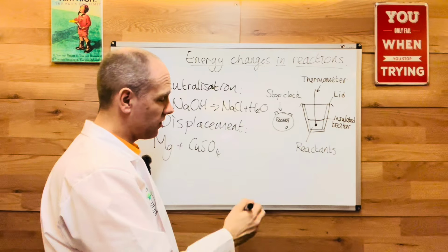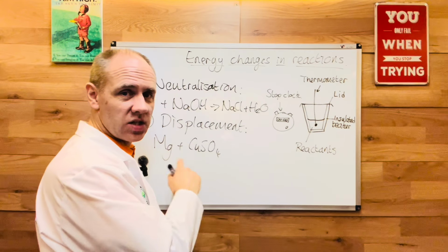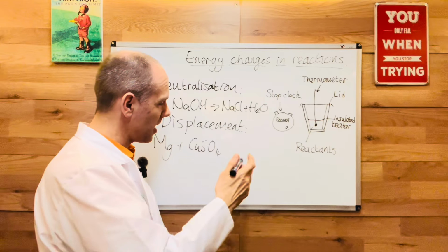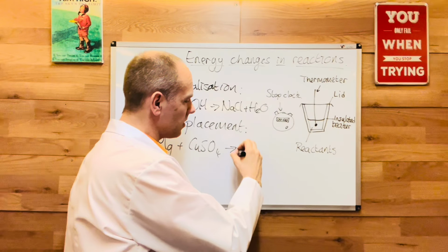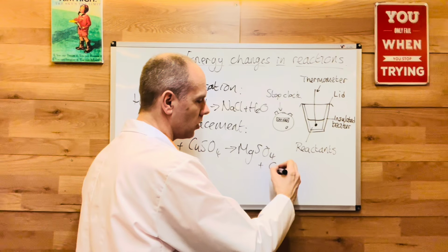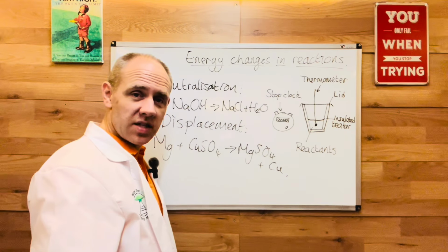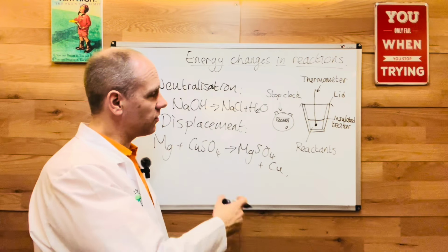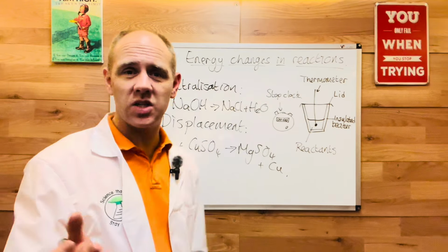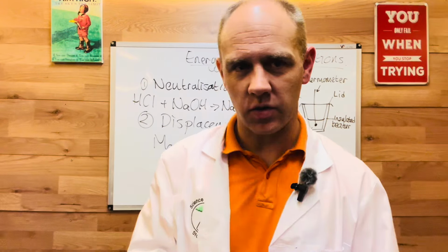You measure the time of that for 1 minute every 10 seconds, and then at 60 seconds, add the magnesium. It might be ribbon, it might be filings, doesn't matter. And as the displacement reaction takes place, you get magnesium sulfate and you get pure copper. Again, the temperature will change. You make a recording of that. And now you can do this actually in the laboratory. And it's not that difficult. It's really, really not that difficult.